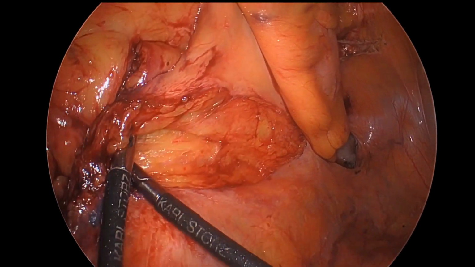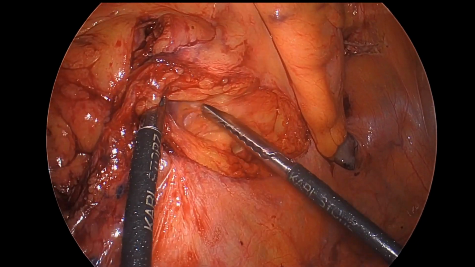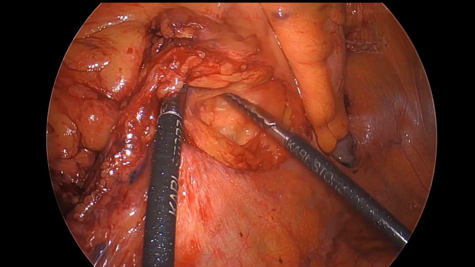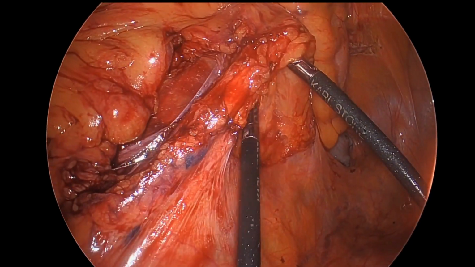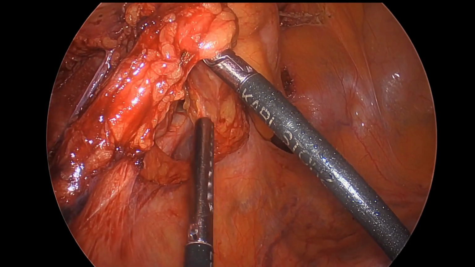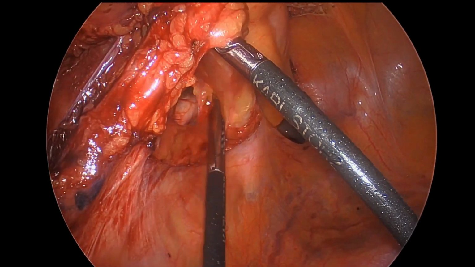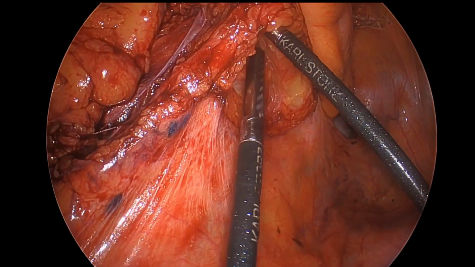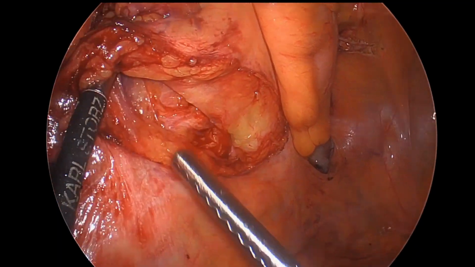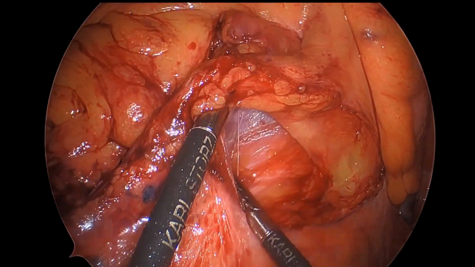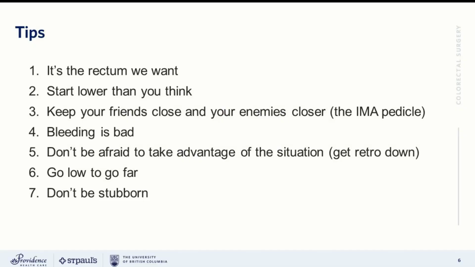But this is a good video that indicates all the principles that I tried to illustrate. You really want to start low. You want to deliver all the sigmoid colon out of the pelvis. Keep your friends closer and your enemies closer. Bleeding is bad. And there you have it. Those are our tips and tricks for medial to lateral dissection.